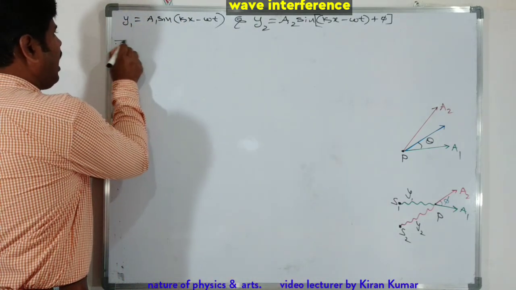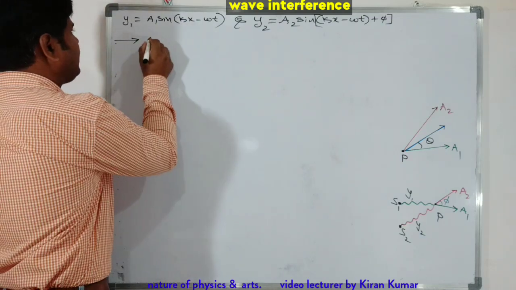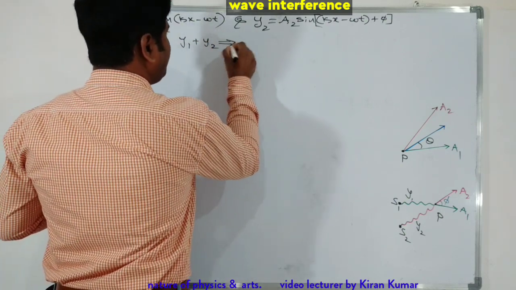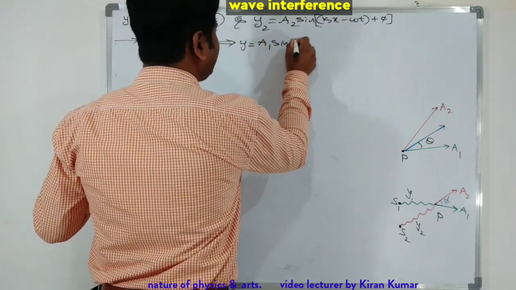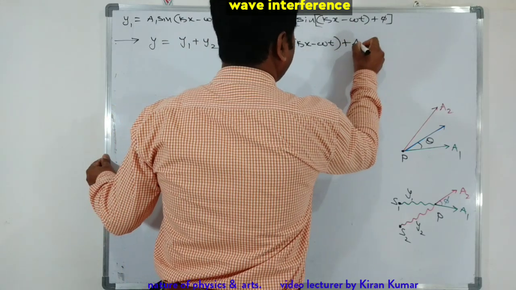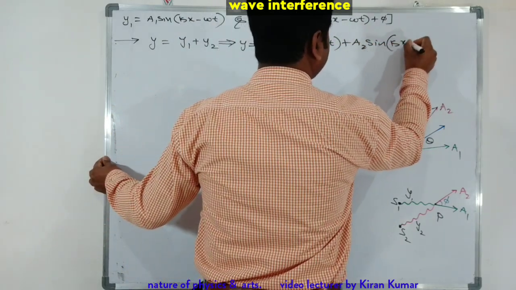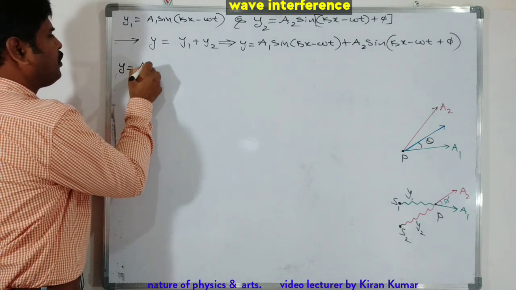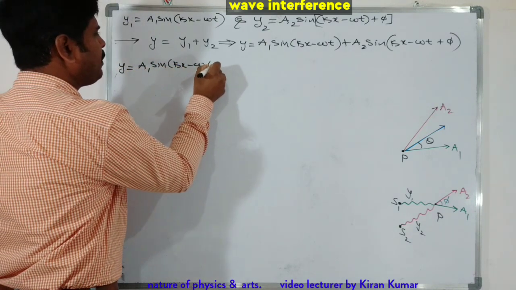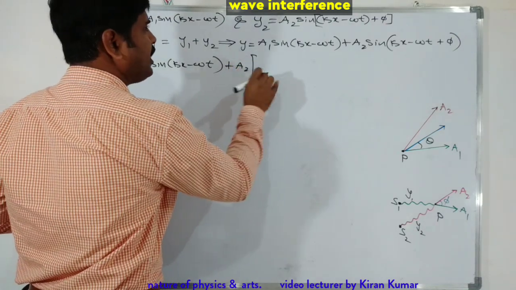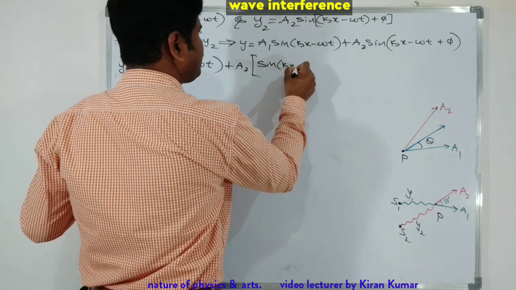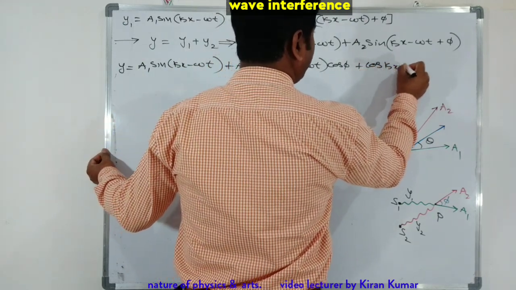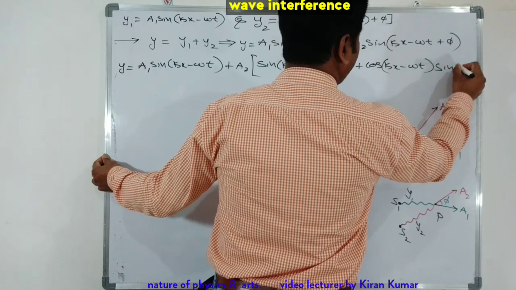Then the law of superposition equation, that is y is equal to y1 plus y2. Then here y is equal to A1 sine kx minus omega t plus A2 sine kx minus omega t plus phi. Using the sin(a plus b) formula, A2 sine kx minus omega t cos phi plus cos kx minus omega t sine phi.